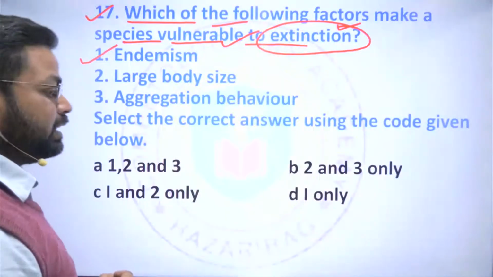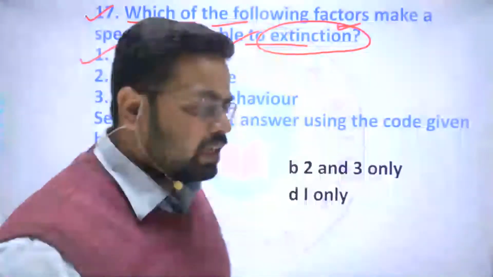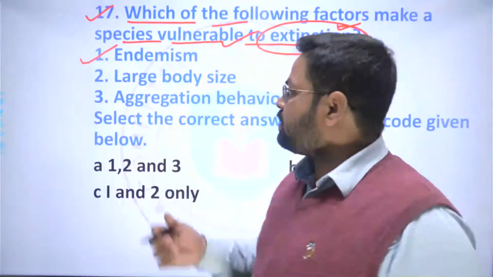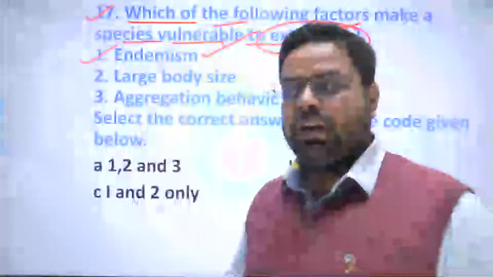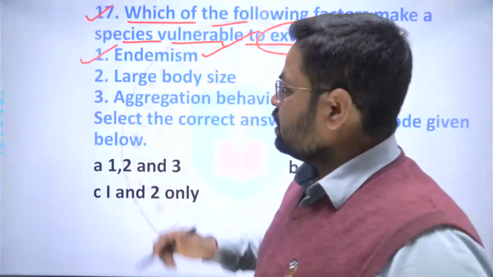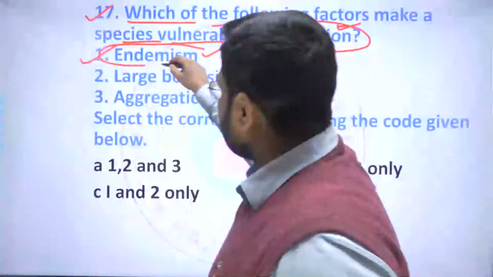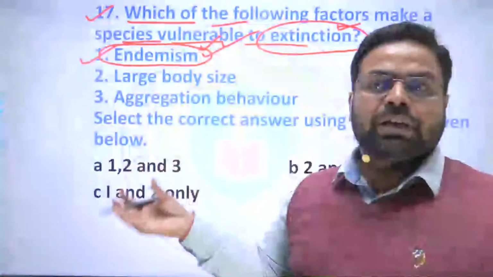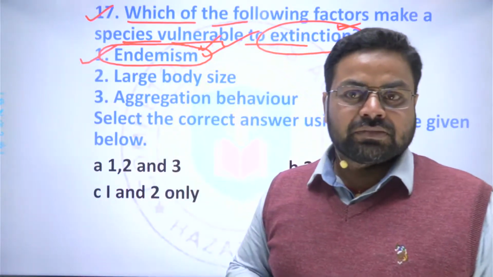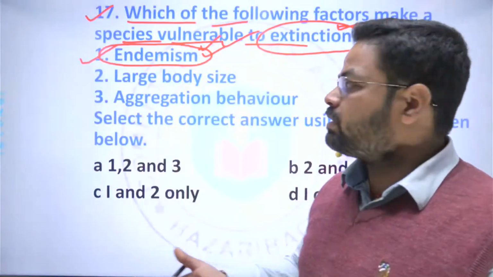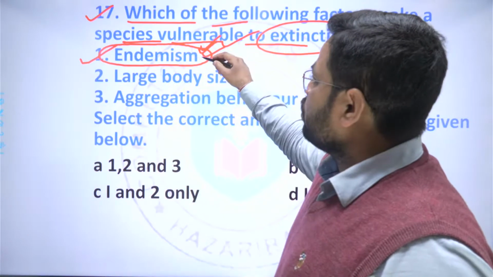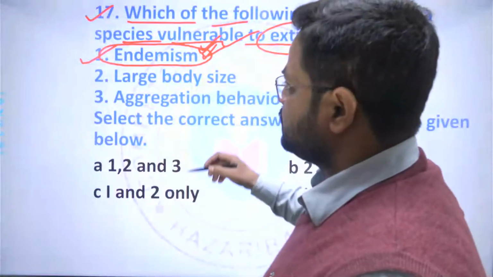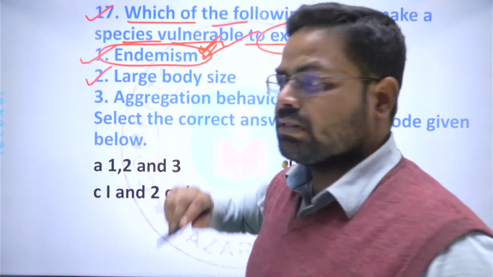So here the option says that endemism means that they are living, their habitat is only in selective regions. So this is a factor because of which they become vulnerable to extinction, because endemism is a problem that will lead to extinction. If there is any kind of natural disaster like volcanic eruption, flood, whatever it may be, the whole species will be wiped out, and that makes them vulnerable to extinction.